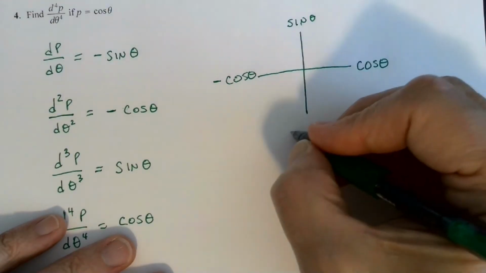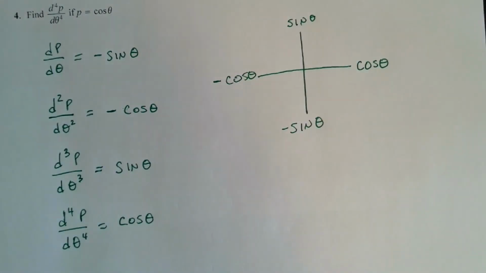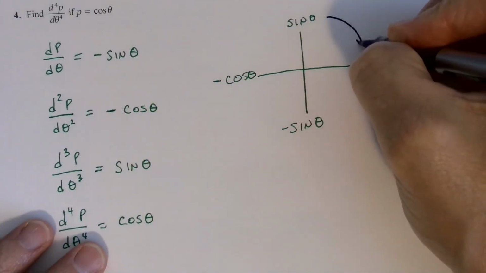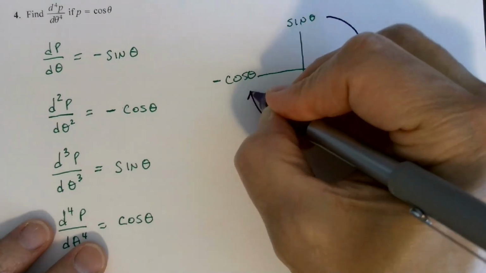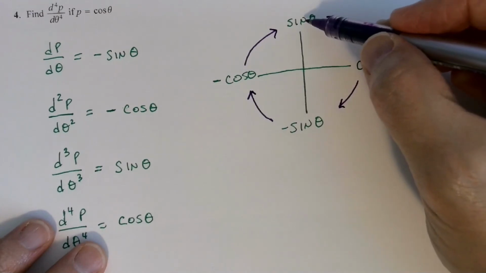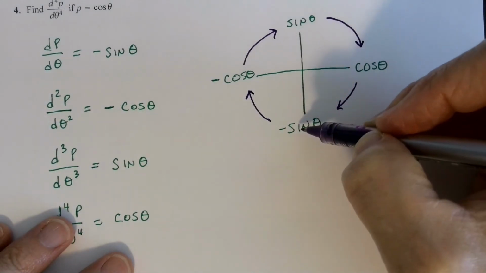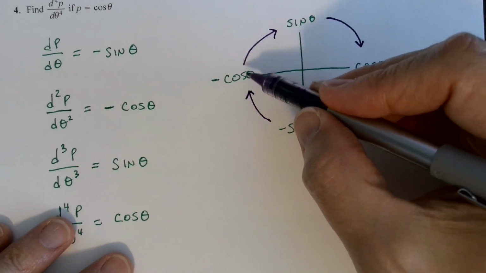Down in these two quadrants, sine is negative. Okay, so I'm just doing a little way of remembering how to find the derivative. If you now go in a clockwise direction, you will see the derivatives appear. What I mean by that is the derivative of sine of theta, go clockwise, is cosine theta. Derivative of cosine theta is negative sine theta. Derivative of negative sine theta is negative cosine theta. Derivative of negative cosine theta is sine theta.